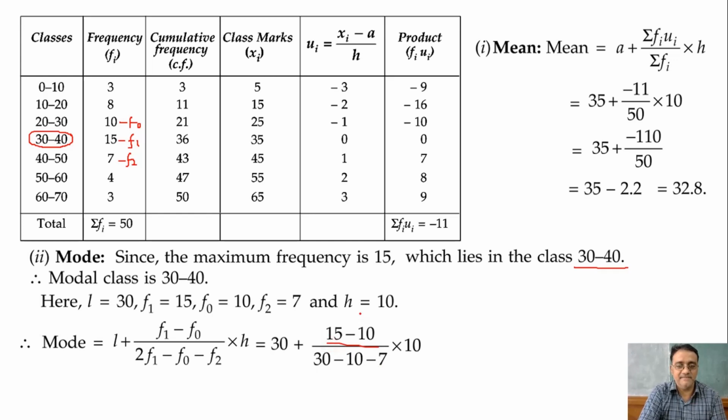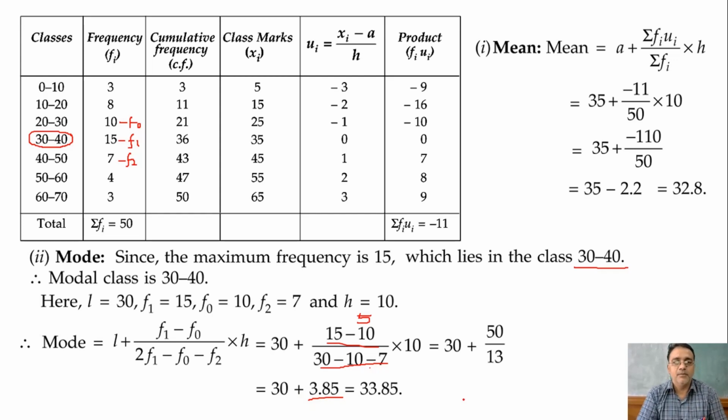This will become 5. And this will become 30 minus 17, which is 13. So we'll get 50 upon 13. When you divide 50 by 13, you will get 3.85 approximately. And the final answer is 33.85. This is the required mode. Any doubt in mode? No, sir.